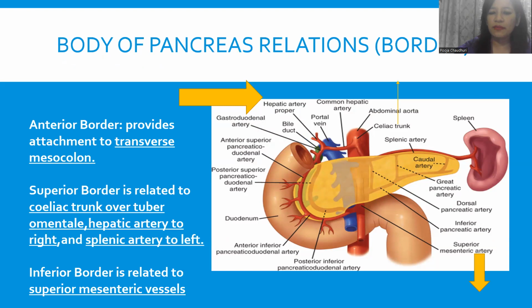This gives the picture of the anterior and inferior relations of the body of the pancreas. Now, the relations of the body of the pancreas: we are talking about the borders right now, the anterior, superior, and inferior borders. The anterior border provides attachment to the transverse mesocolon, and the superior border is related to the celiac trunk over the tuber omentale, the hepatic artery to the right and the splenic artery to the left, and the inferior border is related to the superior mesenteric vessels.